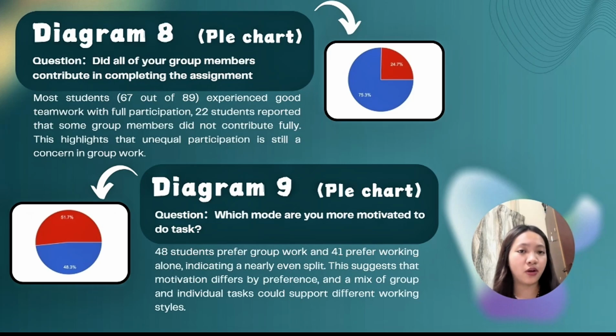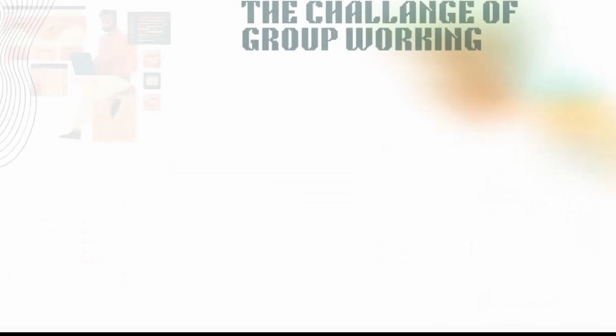As for diagram 9, also a pie chart, it shows that 48 students prefer group work while 41 prefer working alone. This nearly even split suggests that students are motivated by different working styles. Therefore, combining group and individual tasks may better support everyone's preferences and learning.